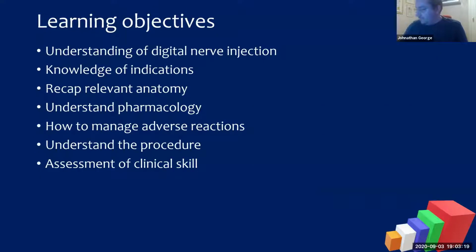Okay, so tonight's session is about digital nerve injections. This was something that we picked up in one of our previous feedbacks. By the end of the session, hopefully you'll have a bit of knowledge of indications of a digital nerve injection. We'll have recapped some relevant anatomy. There should be an understanding of relevant pharmacology, how to manage any adverse reactions, and understand how to carry out the procedure. And at the end, we'll talk a little bit about how this skill can be assessed clinically in practice. And then there'll be a little quiz at the end for people as well.